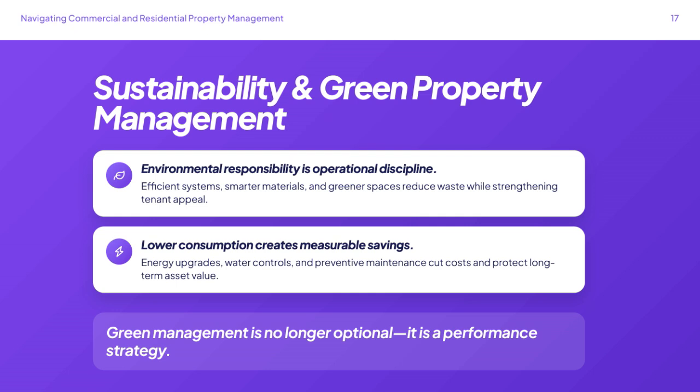For example, energy upgrades, water control measures, and preventive maintenance do more than just cut costs. They also protect the long-term value of the asset. Today, green management isn't something optional or just a nice-to-have. It's a critical performance strategy that helps properties stay competitive and sustainable in both commercial and residential markets.